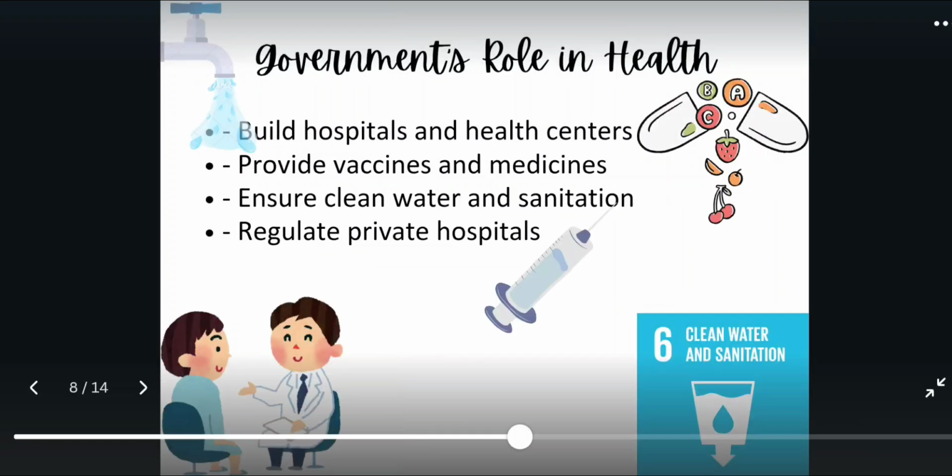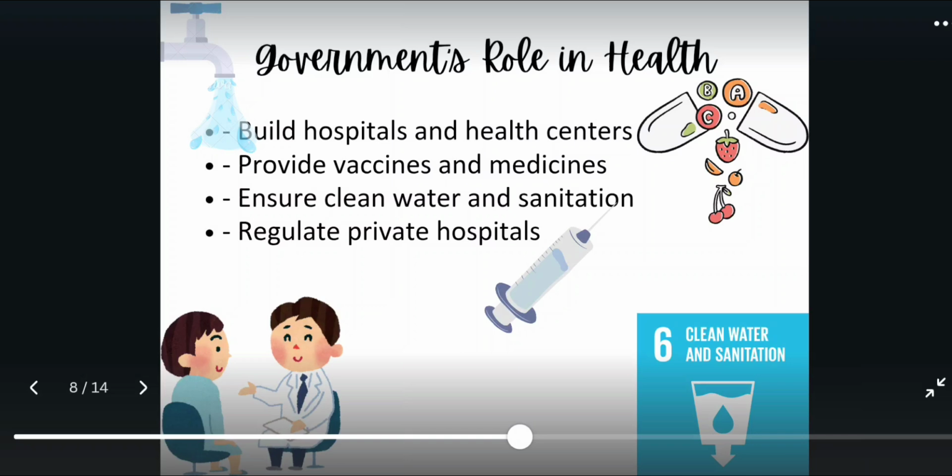So, government's role in health. What does government actually do? So they build hospitals and healthcare centers. They provide vaccines and medicines. Now I think COVID can be the best example, isn't it? When government had provided numerous vaccines for the people.